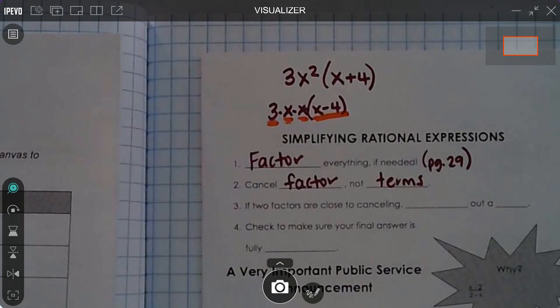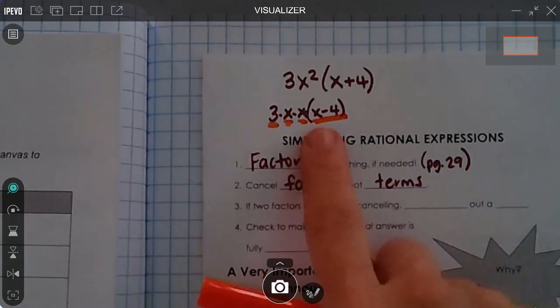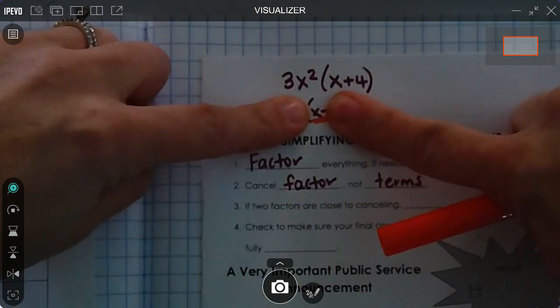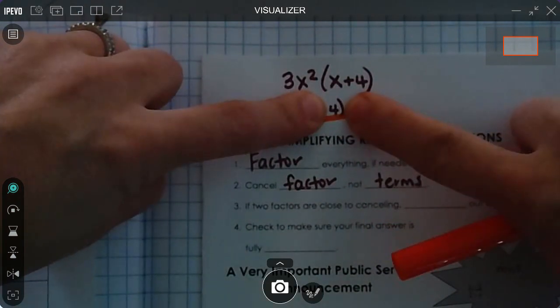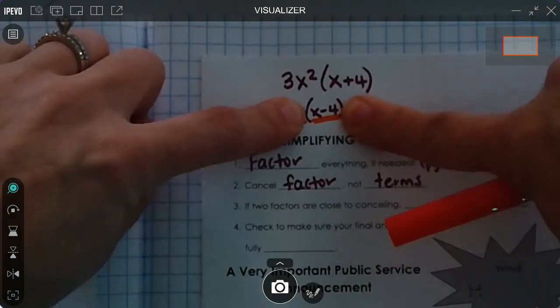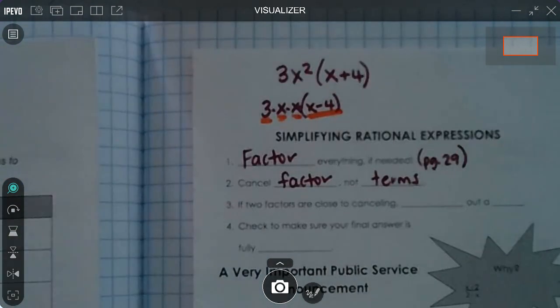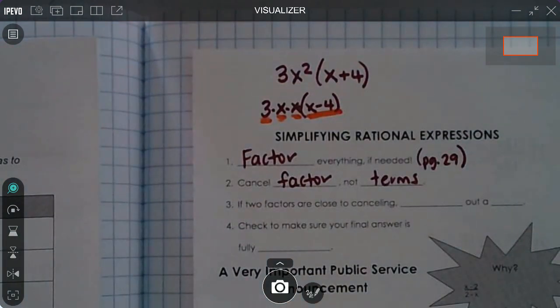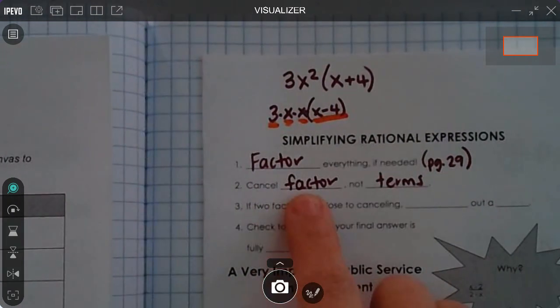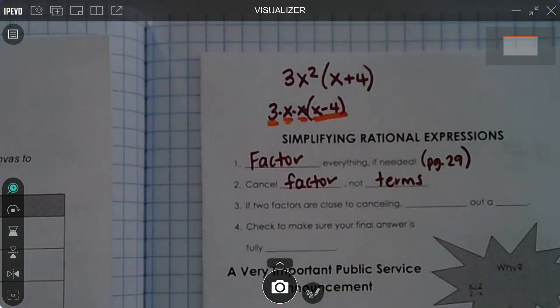Questions on that? Whereas if I asked what a term is, you would tell me that x is a term, that 4 is a term, but together they make that whole factor. Questions on that? As we do more, I'll keep showing you the difference between a factor and a term so you know what you can and can't cancel out. We're going to stop there on our directions and just look at a couple of simple examples.